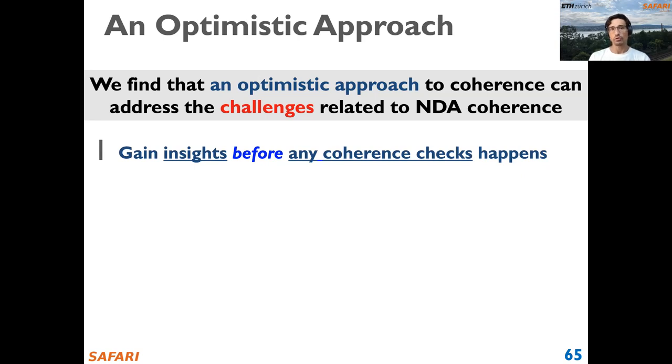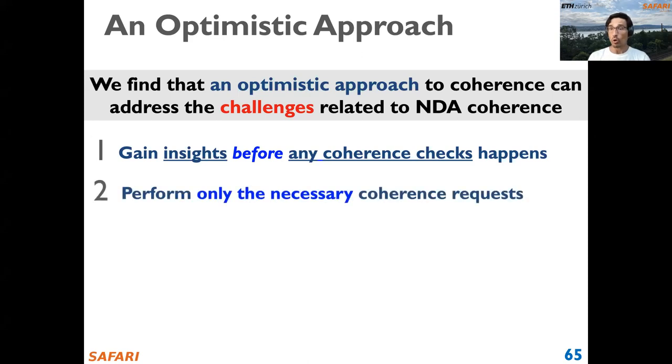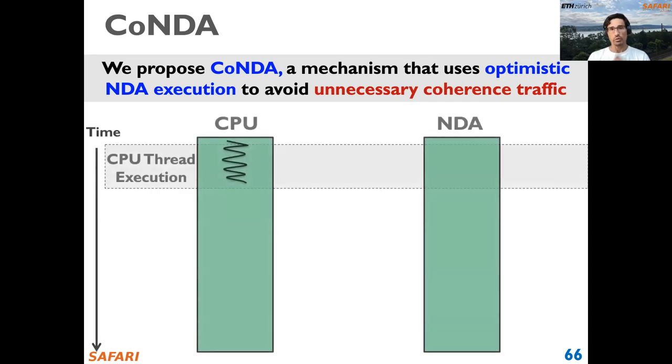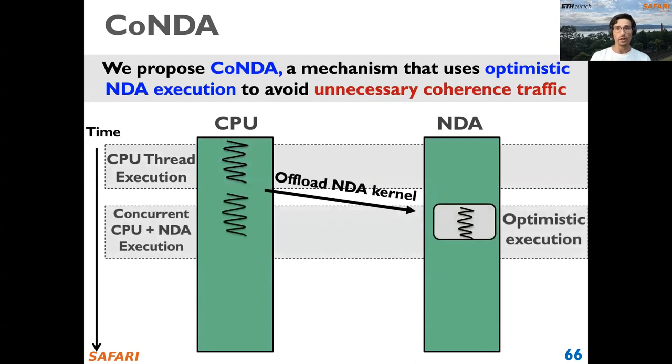First of all, gain insights before any coherence check happens. Second, perform only the necessary coherence requests. In CoNDA, we propose a mechanism that uses optimistic NDA execution to avoid unnecessary traffic. What CoNDA essentially does is offload a kernel to the memory side, to the near data accelerator, and just let the near data accelerator operate optimistically, as if there was not going to be any coherence problem. So at some point, there is a concurrent CPU and NDA execution where there is no coherence request, because we are just going to assume that CPU and NDA are not going to access the same cache lines, or are not going to modify the same cache lines at the same time.